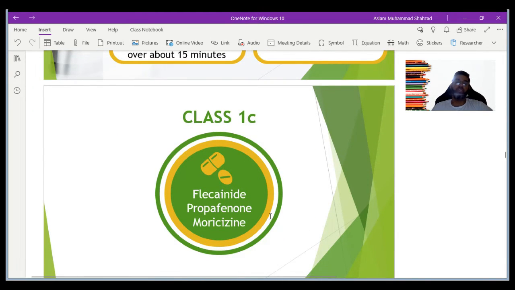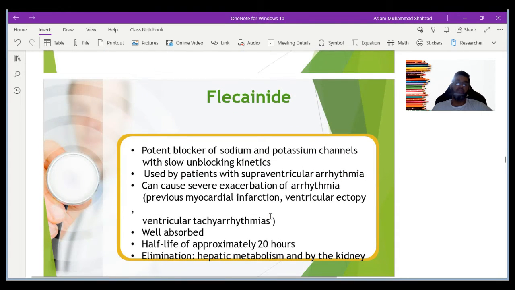When we talk about class 1C drugs, we have flecainide, propafenone, or moricizine. Taking one example like flecainide, they are responsible for blocking sodium and potassium channels with slow unblocking kinetics. So they block these channels, but the unblocking is a little bit slow. They block the channels and then slowly unblock them.